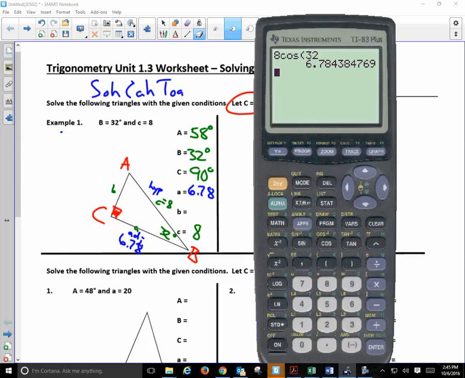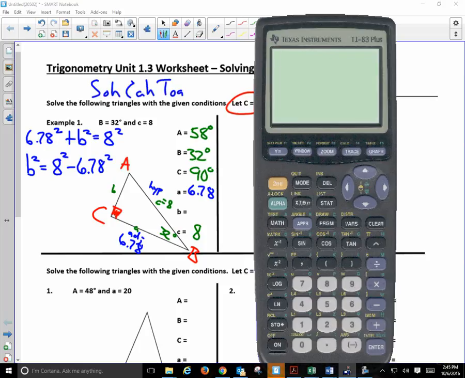The Pythagorean theorem says 6.78 squared plus B squared is equal to 8 squared. Or B squared is equal to 8 squared minus 6.78 squared. So I'll do that on my calculator. 8 squared minus 6.78 squared. Is that my answer? What do you have to do? Take the square root of it. And I get 4.25.